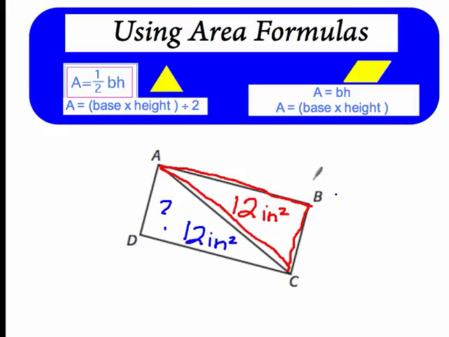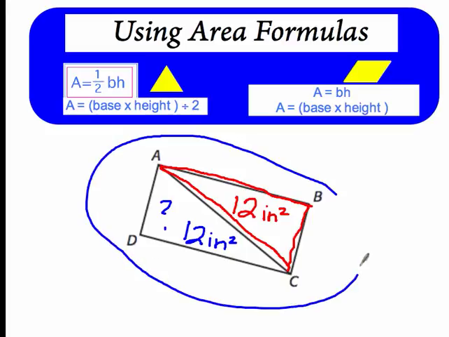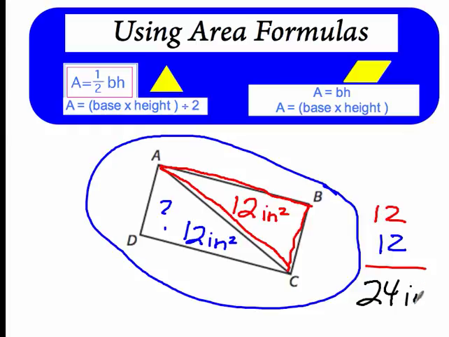And so if we needed to find out the whole area of the whole rectangle, we could figure it out by adding 12 plus 12, which of course is 24. So the area of the entire rectangle, or these two triangles together, is 12 plus 12, or 24 inches squared.